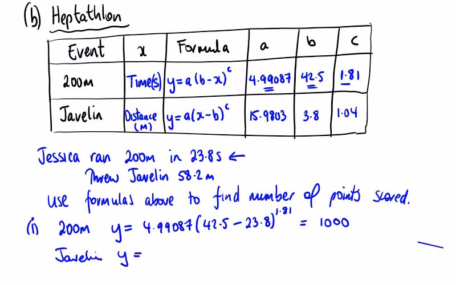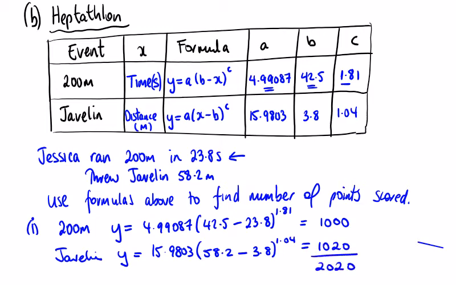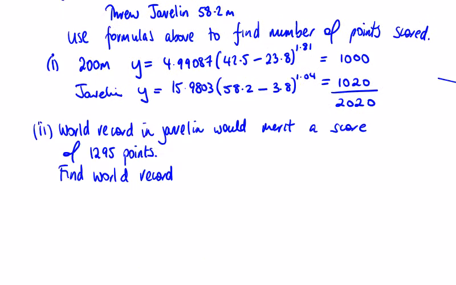Y is equal to A, which is 15.9803, times what she threw, 58.2, minus B, which is 3.8, to the power of C, which is 1.04. And if you type that into your calculator, you're going to get 1020. So she has scored 20 points.